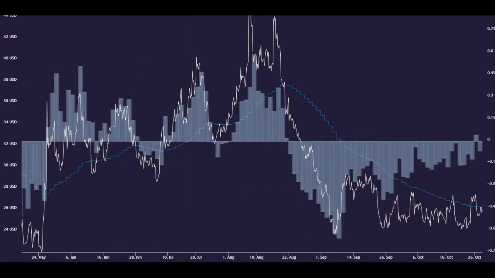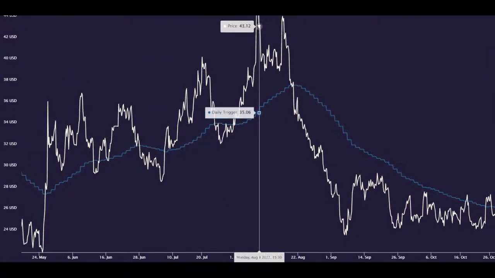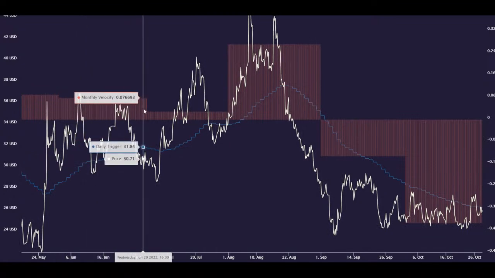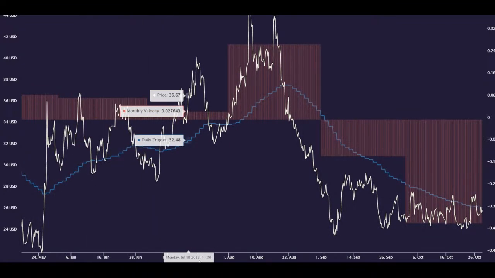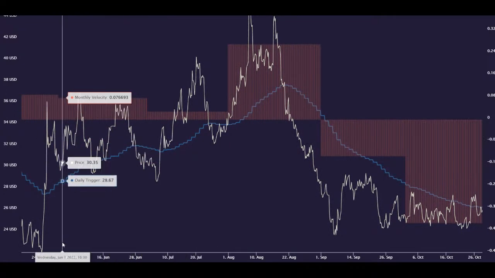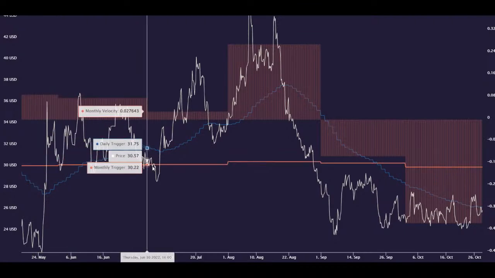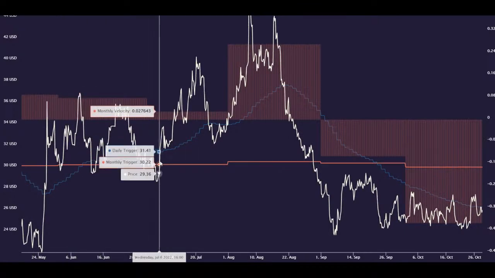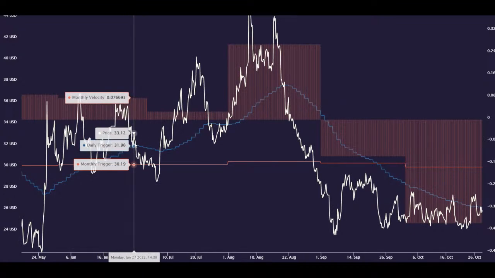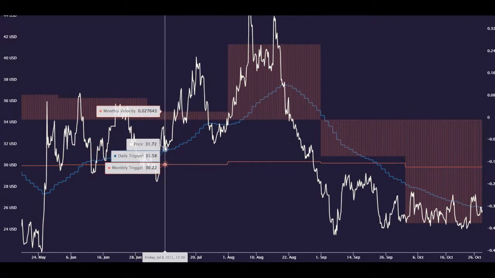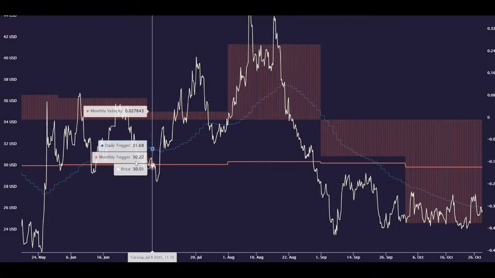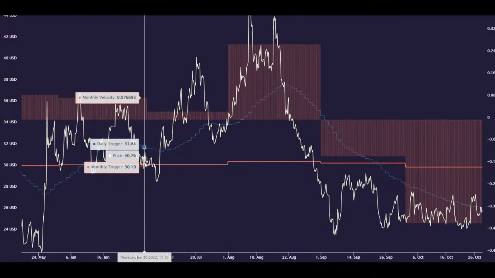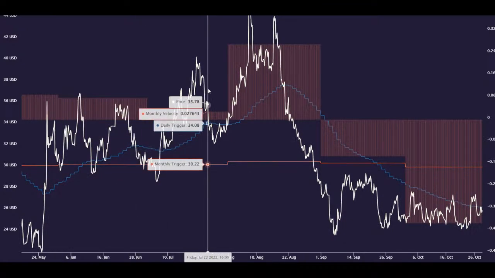But look at this. Let's remove the daily velocity. Let's put on the monthly velocity. The monthly velocity was positive during this time period. So because the monthly velocity is positive, we're going to expect the monthly trigger to provide support, which it did right here. So even though price broke below the daily trigger, we knew we had the monthly trigger as support, and so we were able to buy this, knowing that it was going to act as a trampoline setup, even if price goes below, to launch price back up.